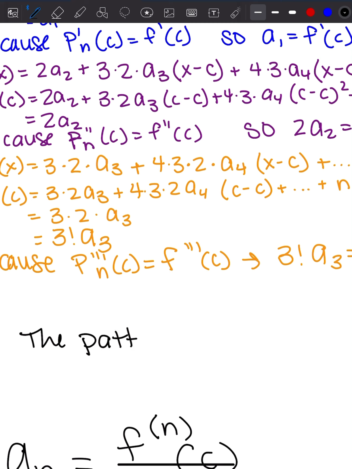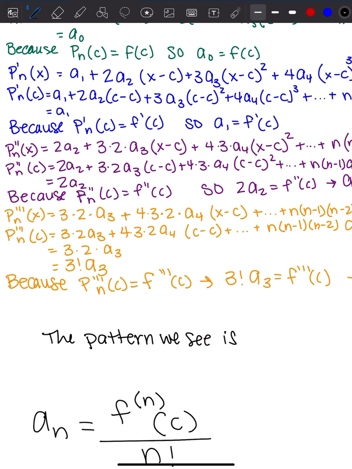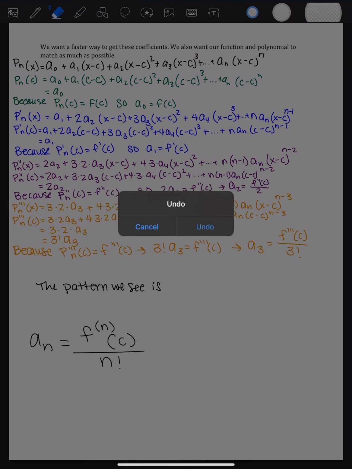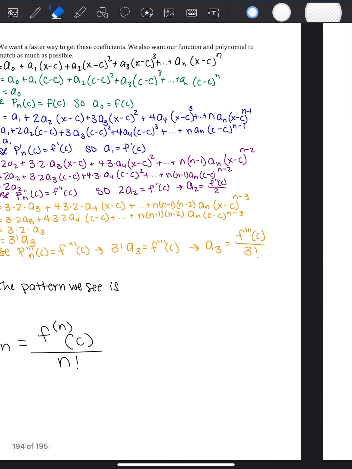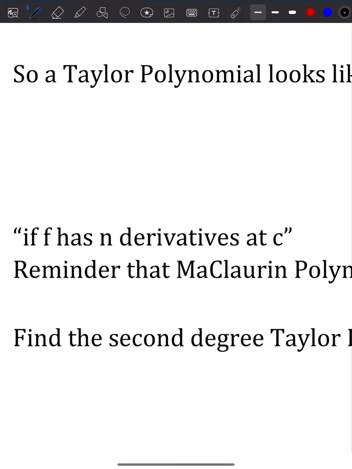So the pattern we start to see is, instead of having to figure out what these coefficients are every single time, we can use this instead. So if I need to do a fourth degree Taylor polynomial, I don't need to go and find all of these different things unless I have to. So we're going to change our formula just a little bit.